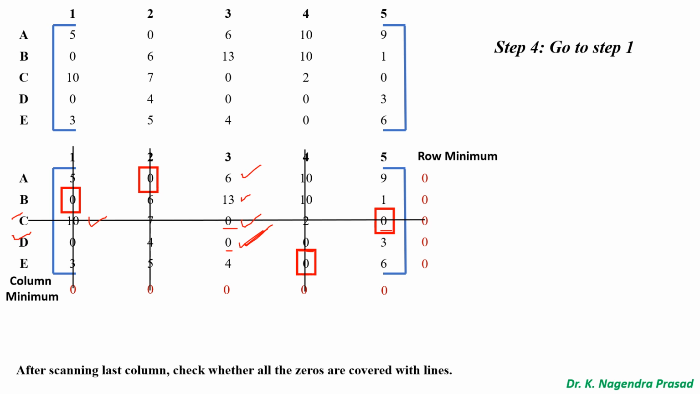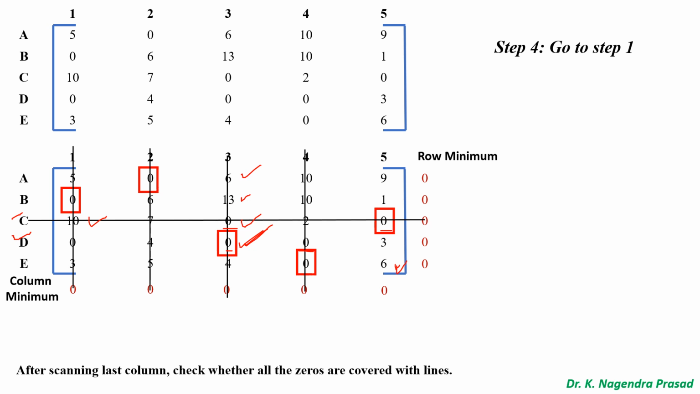In the fourth row there is exactly 1 zero. Then mark a square around that zero and draw a vertical line. In the fifth row also there is no zero, so I skip this fifth row. Then I move to the column scanning. In the column scanning, the first, second, third and fourth columns are removed by the row scanning. In the fifth column also there are no zeros, so we skip this fifth column.